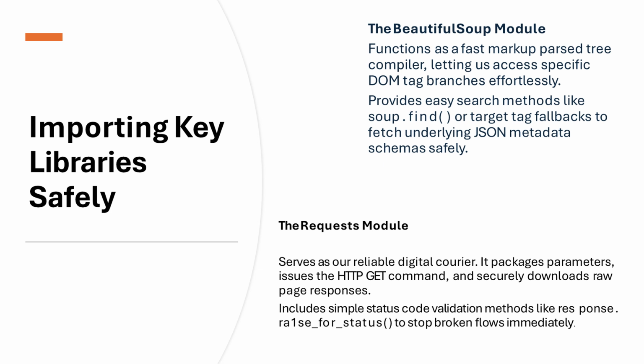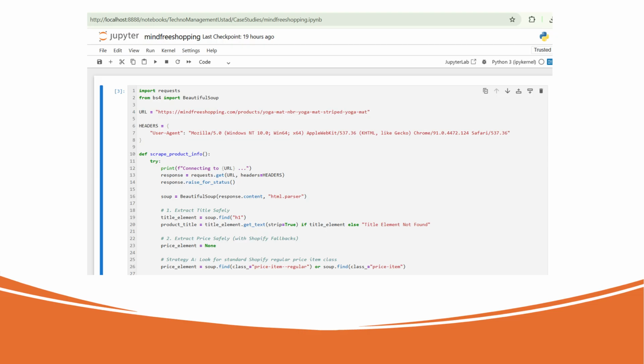Requests lets our script talk to the internet, and Beautiful Soup 4 acts as our digital scalpel to dissect the web page. Step 2 is writing the script. Let's analyze our live coding section. Now we write a basic Python program, mindfreeshopping.ipynb, using requests to get the page content and then use Beautiful Soup to parse the price and product title.